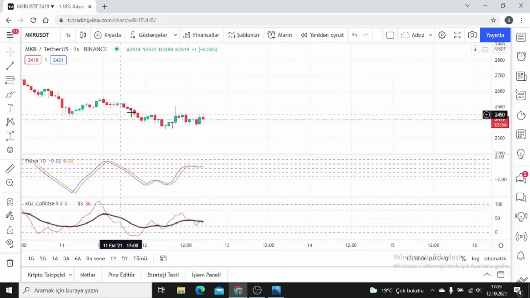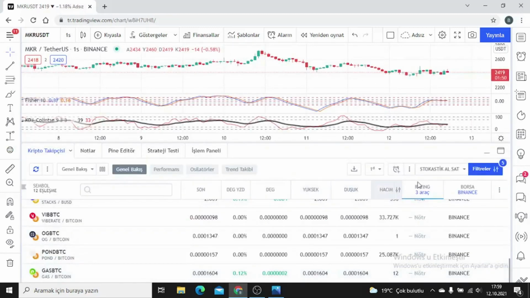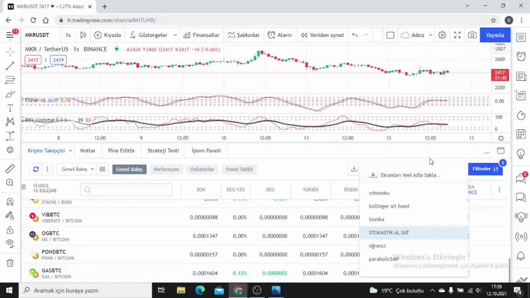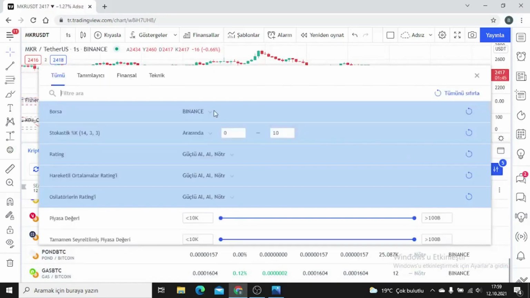Let me show you the scan settings right away, then you can adjust it according to you. In order to catch these intersections in 1 hour period, all you have to do is select the stochastic value between 0 and 10 in the scan. Rating strong buy, neutral. Moving averages, strong buy, neutral. Oscillator rating, strong buy, neutral.